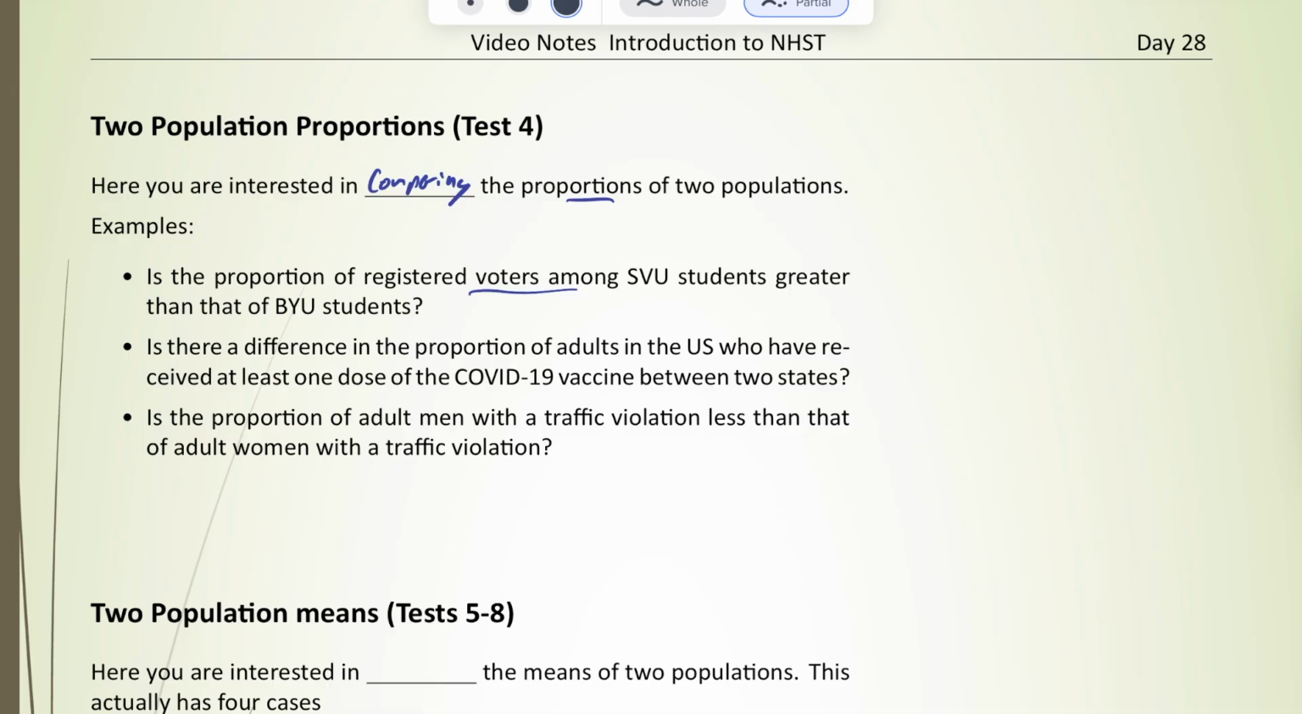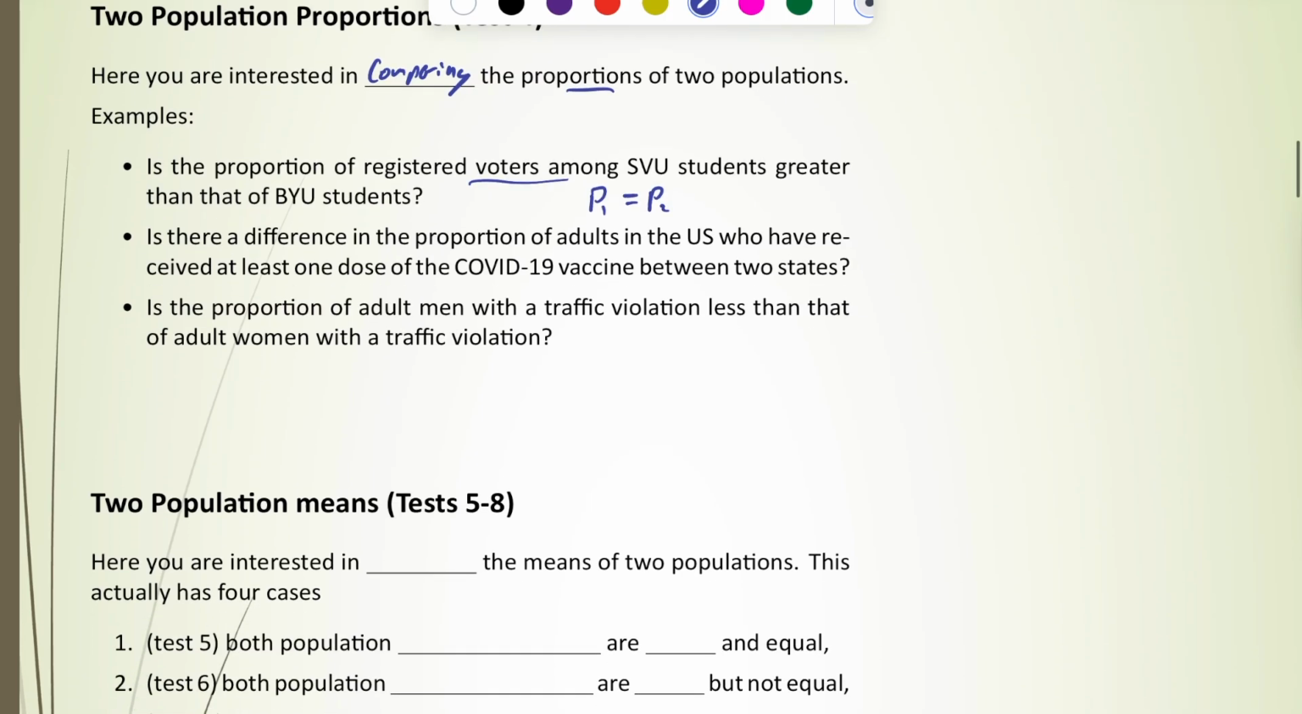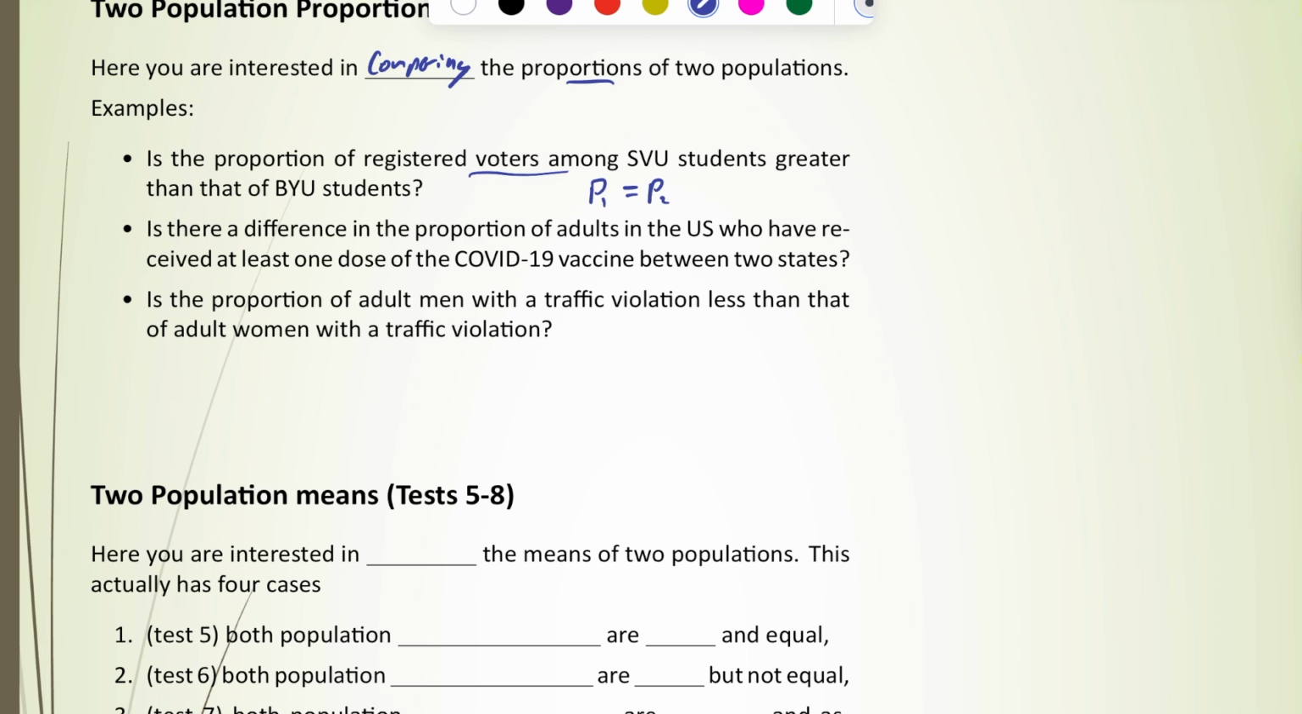All right, so this right here, you would have P1, maybe that would be the population proportion for SVU, and we're going to guess that they're equal, and we're going to see how that shakes out. But you've got 2 populations, and you're comparing their proportions. Here's another example. Is there a difference in the proportion of adults in the United States who have received at least 1 dose of the COVID vaccine per 2 states? Okay, so do 2 given states have the same vaccination rate or not?